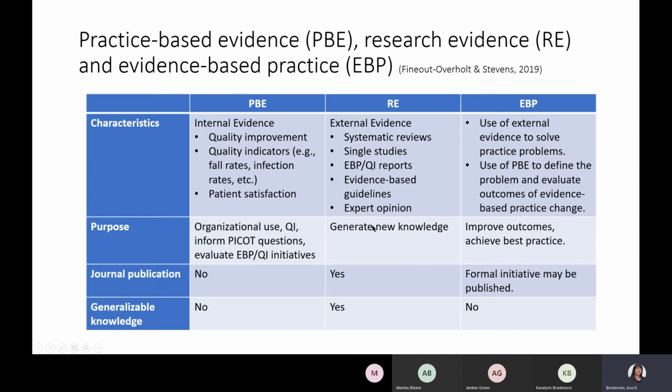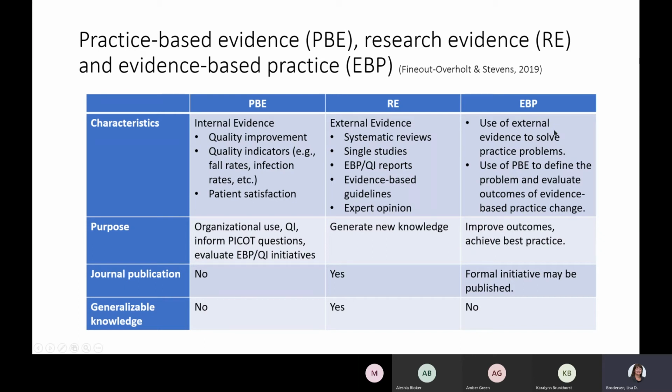Research evidence is intended to generate new knowledge. Okay, so it answers questions about things that we do not know. It's often published in journals, and if designed correctly, the study would result in evidence or knowledge that's generalizable beyond the settings where the study took place.